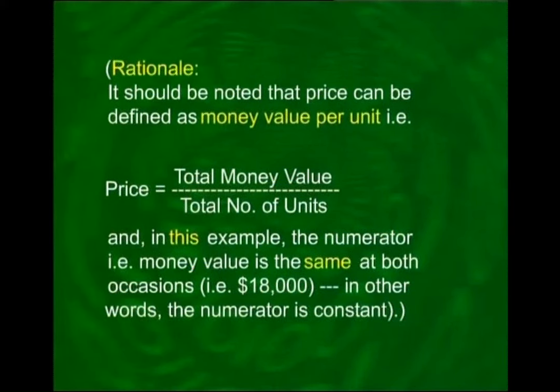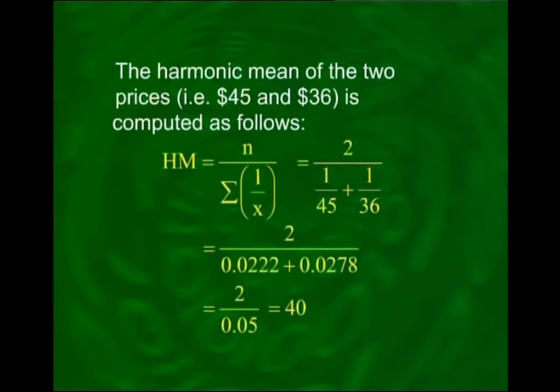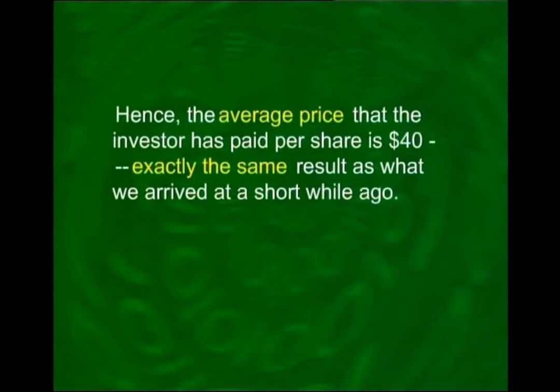Do not forget the rule that when we have expressions like x per y and x is constant, that is the occasion when the harmonic mean is the appropriate average. And in this example, the harmonic mean of the two prices, that is $45 and $36, is computed by the formula n over summation 1 over x, which is equal to 2 over 1 over 45 plus 1 over 36. And upon solving this expression, the harmonic mean comes out to be 40. In other words, the average price that the investor has paid per share is $40. And students, this is exactly the same result as what we arrived at a short while ago.